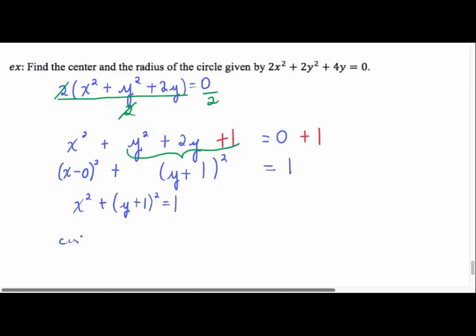So what is the center of the circle? Go ahead, 0, comma, it's x minus 0. This you can think of as y minus negative 1. So 0, comma, negative 1. The radius would be square root of 1, which is 1.